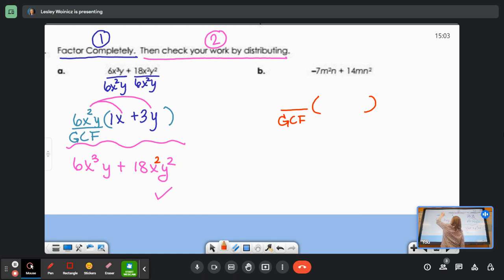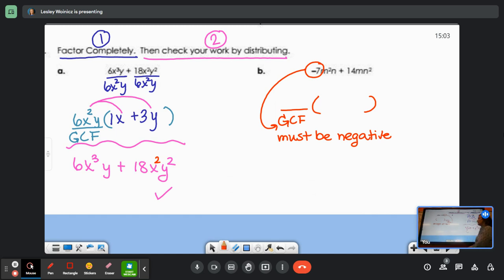So when your leading coefficient is negative, your GCF must be negative. Otherwise, you will be in a world of hurt. -7. Okay. What power of m comes out? 2. Woo. Or is it 1? 1. What about n? Also 1.